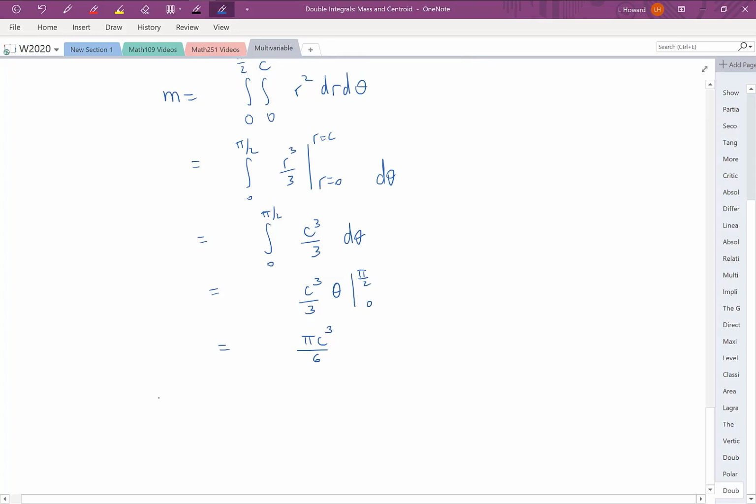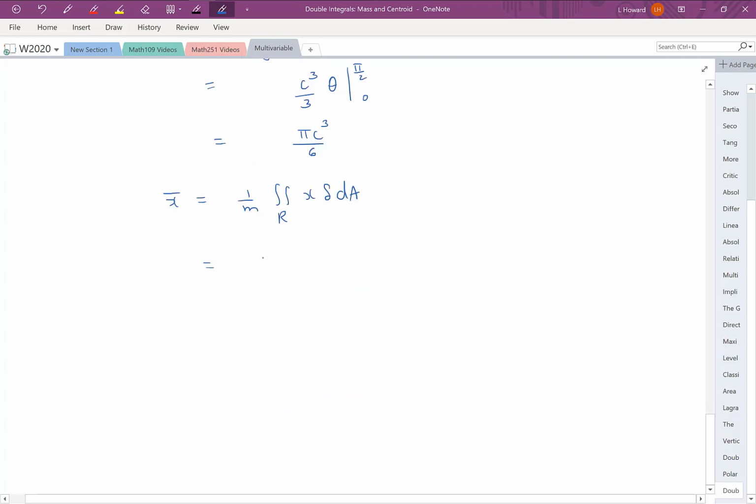And then from there we can jump into calculating x bar. So x bar is going to be 1 over the mass times the double integral over r of x delta dA. So 1 over our mass is going to be 6 over pi c cubed. The double integral gets set up the same way as before, so we'll do that in a minute. And let's just think about our x delta dA.